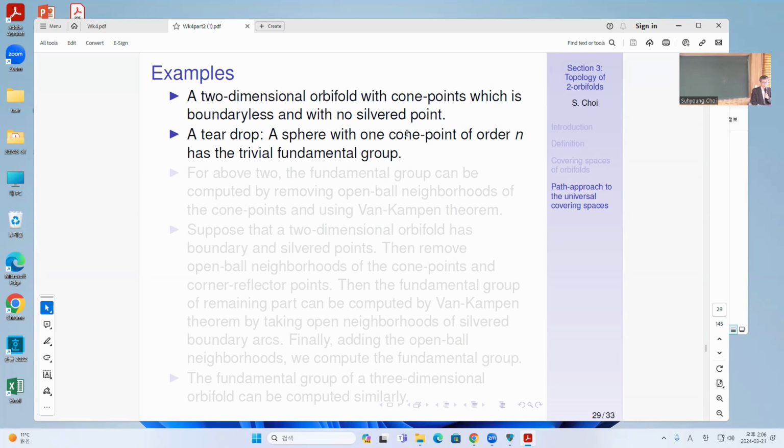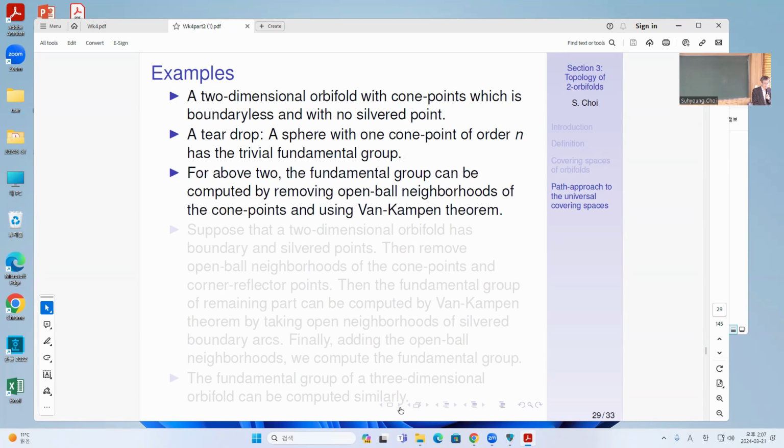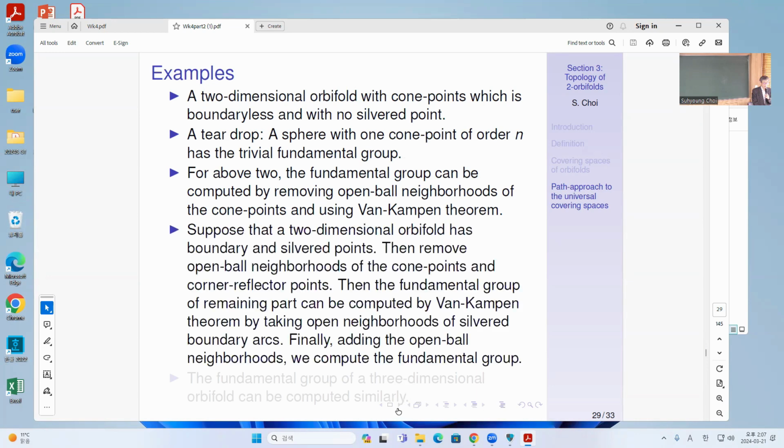So for example, a teardrop with one cone point of order n. This is a union of a neighborhood of the cone point with the disk. The disk has trivial fundamental group, and the cone point has Gn as a fundamental group, but the point is again using the Van Kampen theorem, every element gets trivial, so everything gets trivial. Trivial. So for the general case, the fundamental group can be computed by removing the cone points and using the Van Kampen theorem.